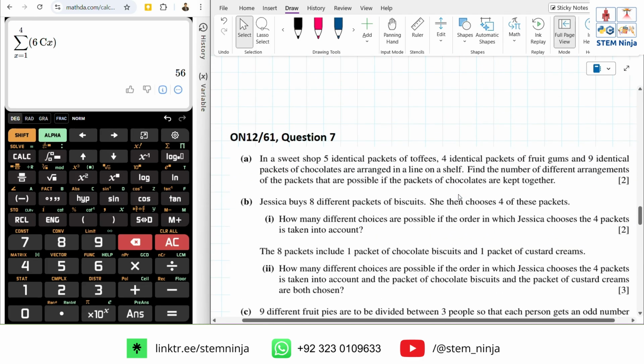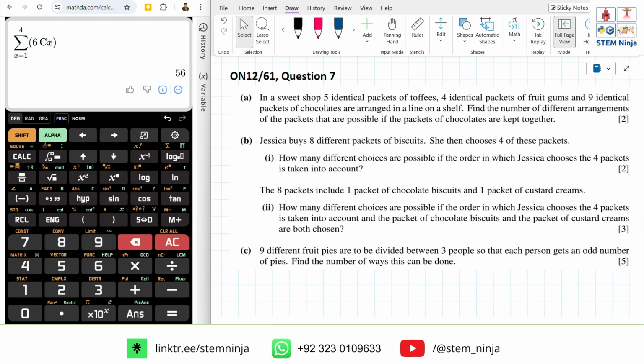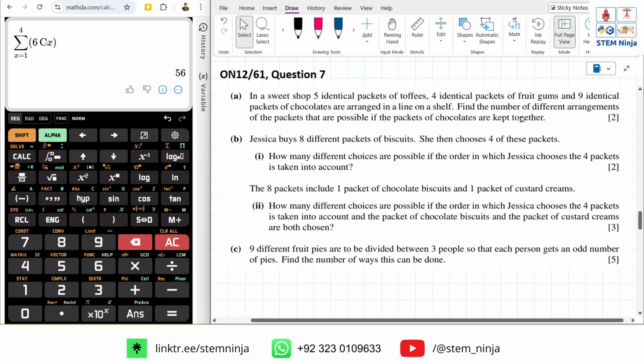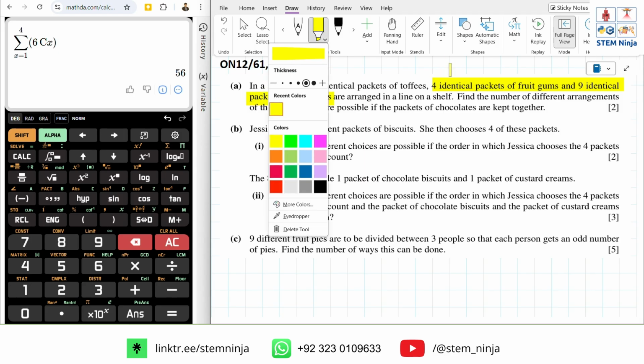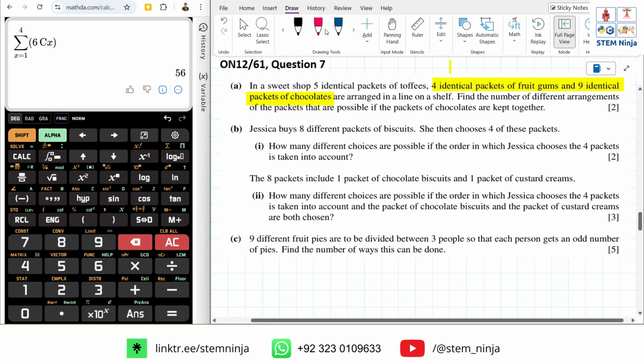Okay, all right, so let's see this one. In a sweet shop, 5 identical packets of toffees, 4 identical packets of fruit gums, wait a second, and 9 identical packets of chocolates are arranged. So the key word over here is identical. So these are identical items.